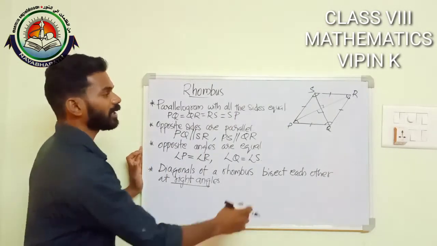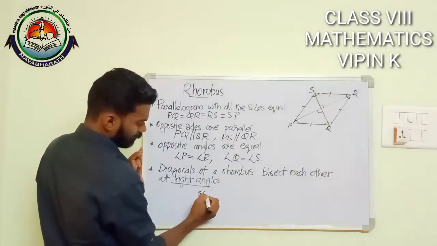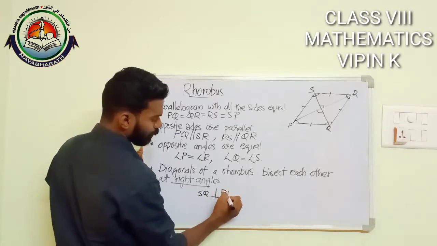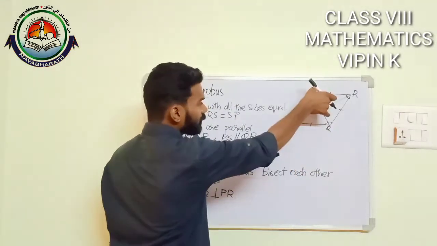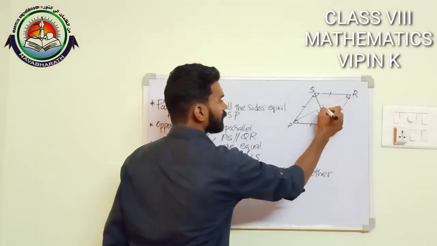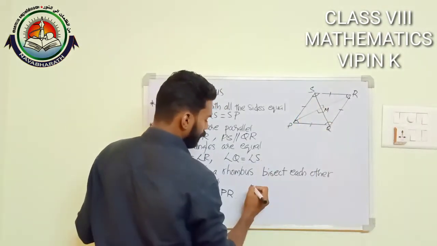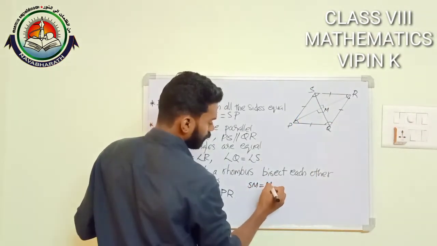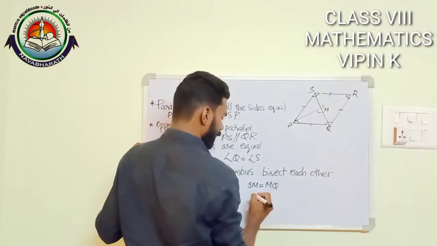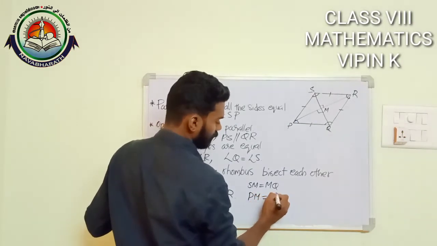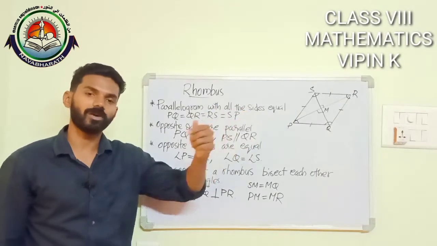Clear? So we can say that SQ is perpendicular to PR. And since they are bisecting each other, these two would be halves. Suppose this is M, then SM would be equal to MQ. Similarly, on the second diagonal, PM would be equal to MR. These are the basic features of a rhombus. I hope you are clear.